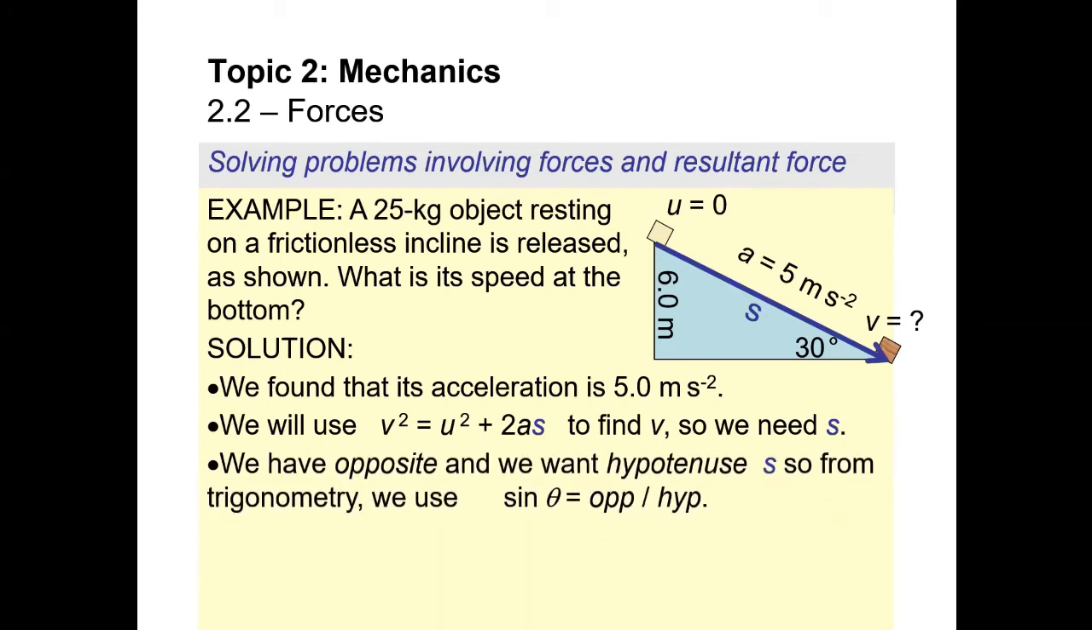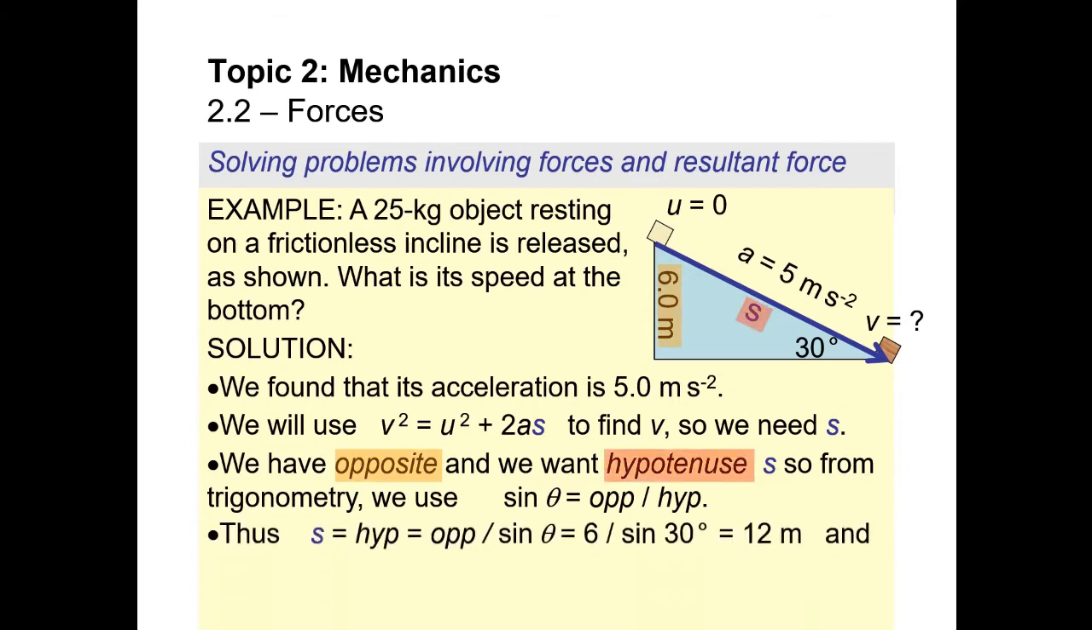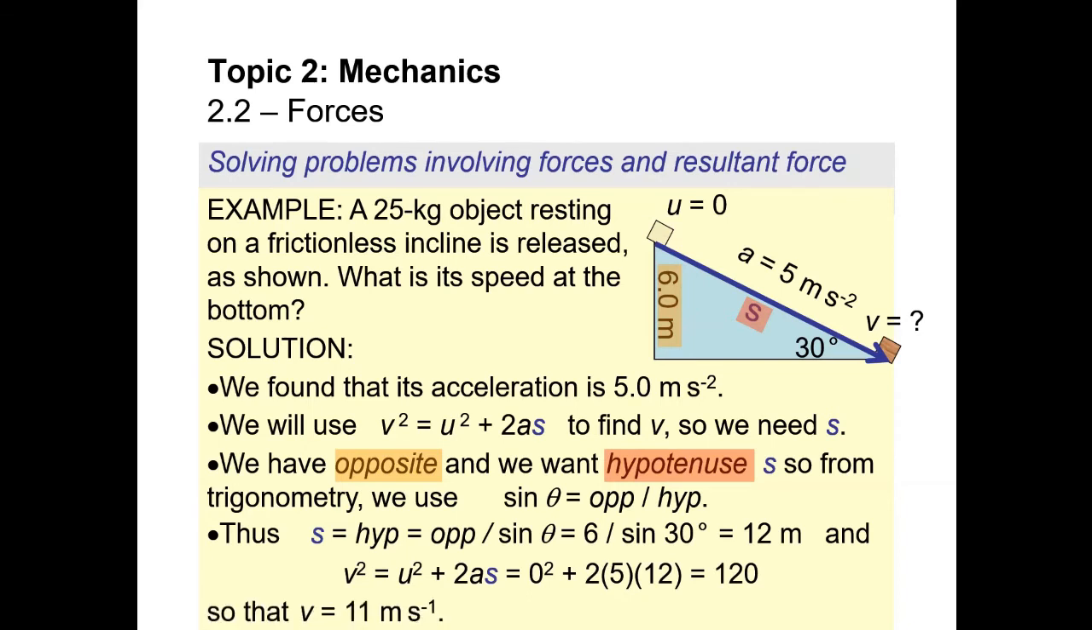We have the opposite and we want the hypotenuse. So from trigonometry, we use sine theta equals opposite over hypotenuse. Opposite is 6 meters. Hypotenuse we are looking for. So hypotenuse equals opposite over sine theta, which is 12 meters. And we plug into the timeless equation. We can find the velocity equals 11 meters per second.